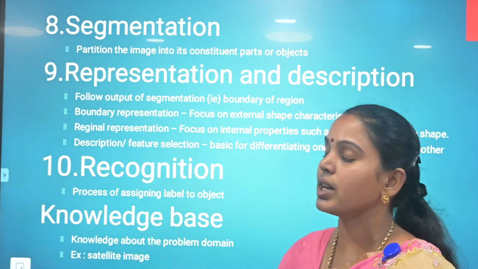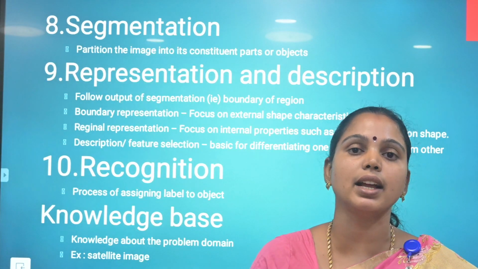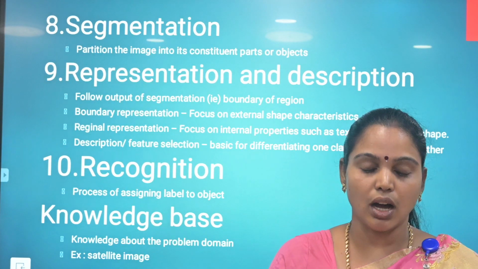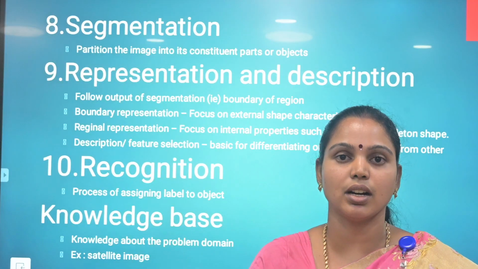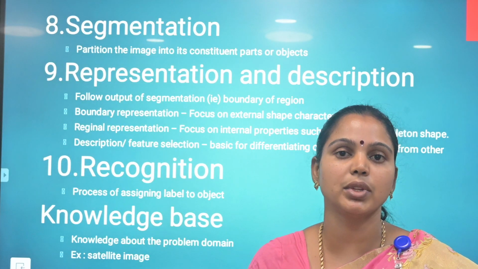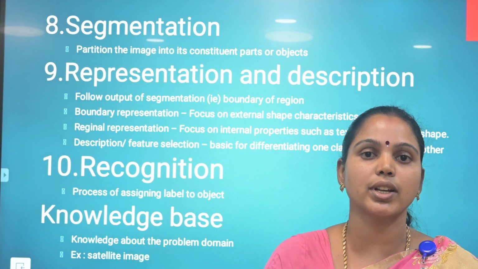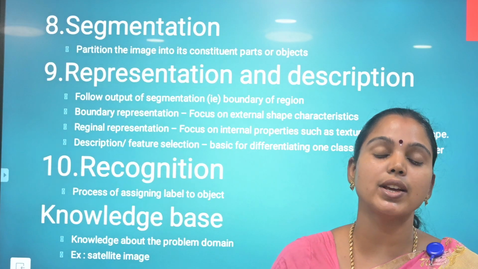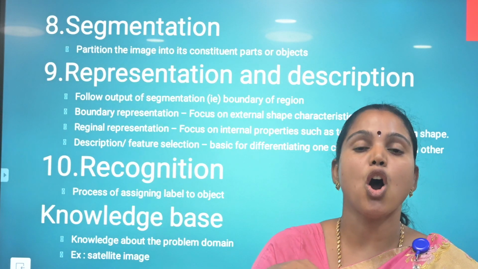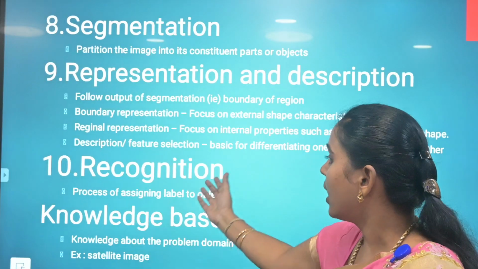And the last one is recognition. Recognition means assigning a label to the object. After the object is extracted from the image, we have to say whether it is a dog or a cat. Likewise, assigning a label to that particular object is referred to as recognition.